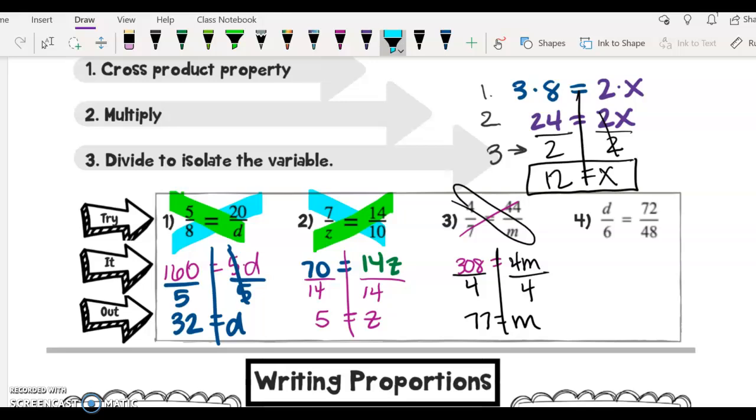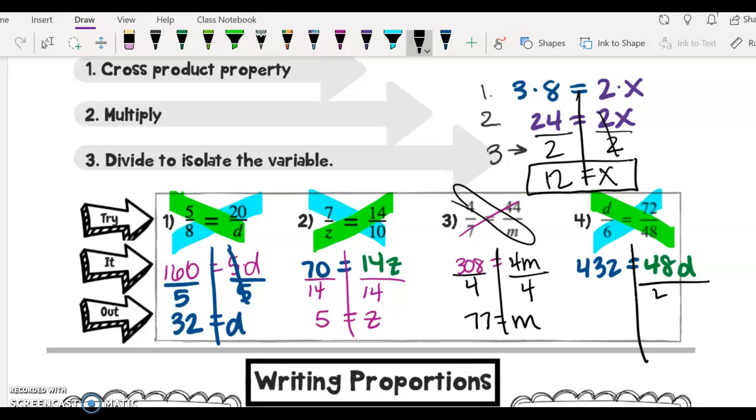Last one, I'll use my highlighters this time. 6 times 72 equals 432, and then 4 times D, or 48 times D is 48 times our variable. I draw my line. I'm going to divide by the number that's next to my variable, so I divide by 48. And I get 9 equals D.